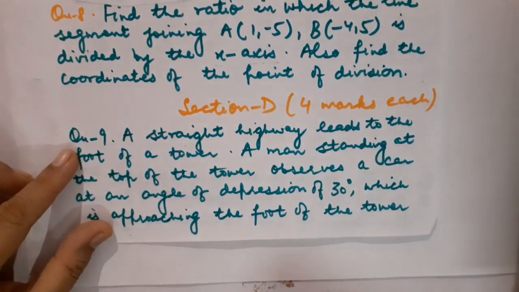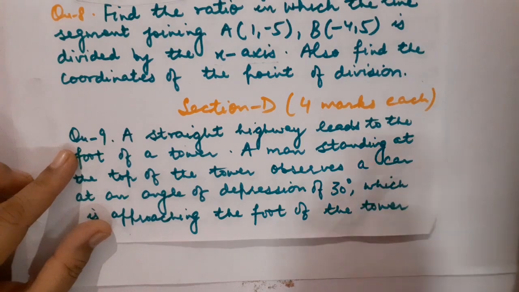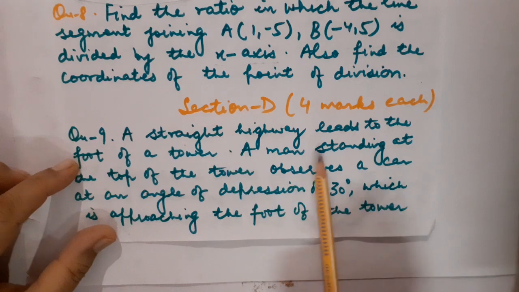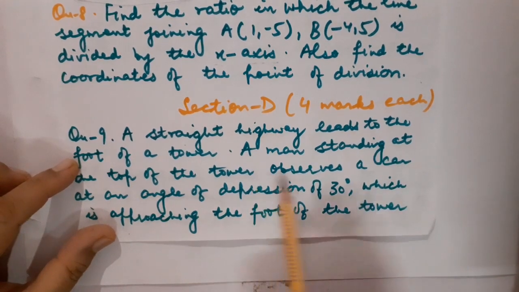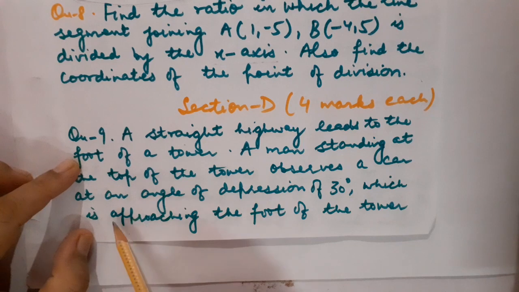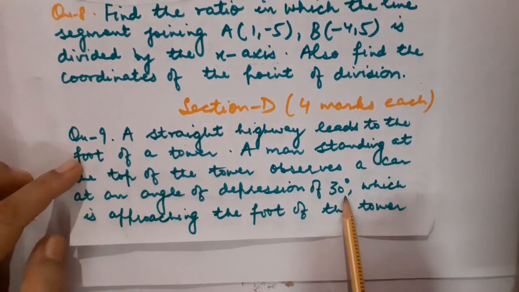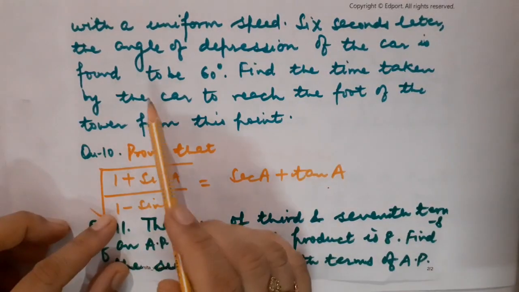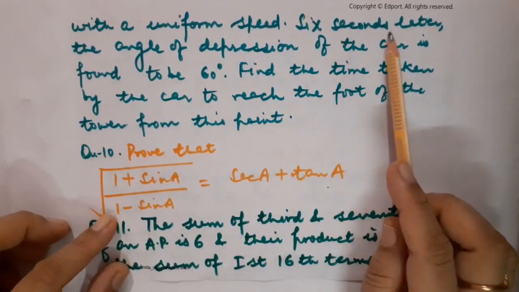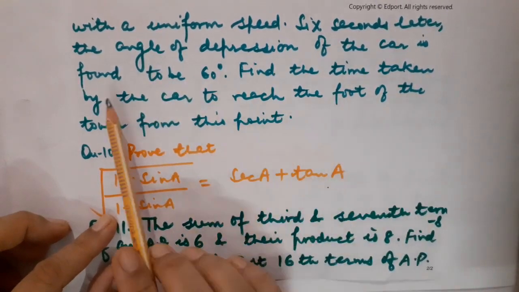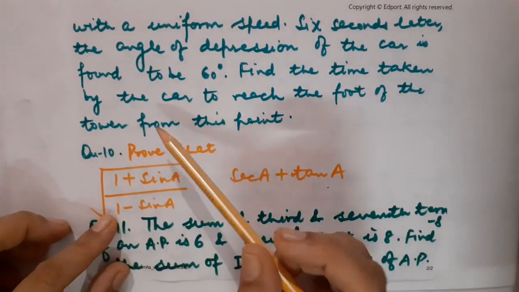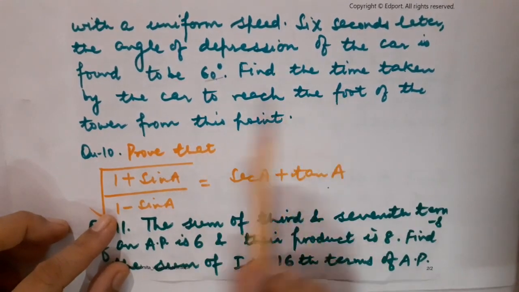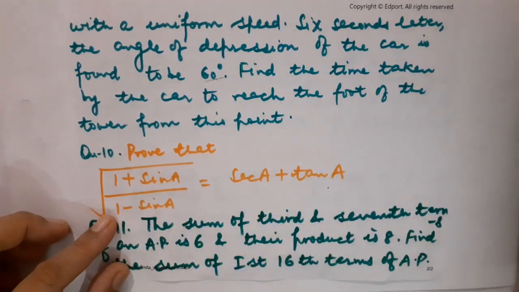Now children, let us switch to section D, 4 marks. Question number 9. A straight highway leads to the foot of the tower. A man standing at the top of the tower observes a car at an angle of depression of 30 degree, which is approaching the foot of the tower with a uniform speed. 6 seconds later, the angle of depression of the car is found to be 60 degree. Means it has come closer to 90 now. Find the time taken by the car to reach the foot of the tower from this point.